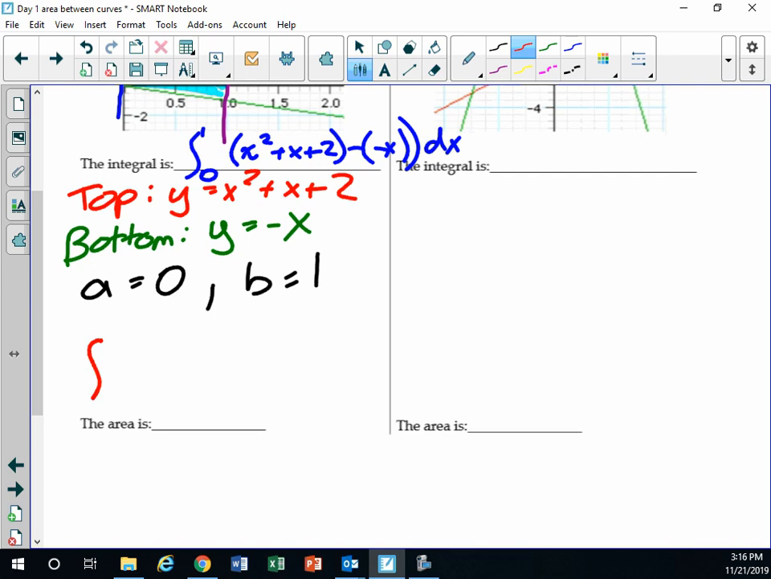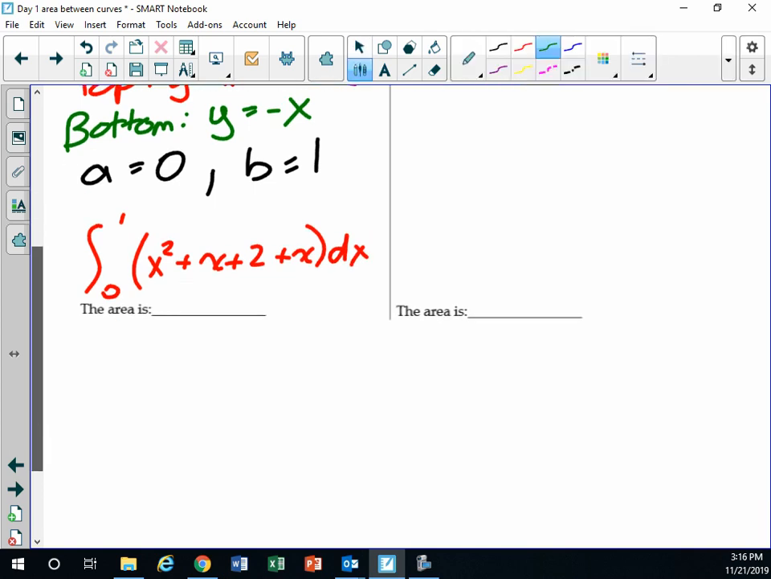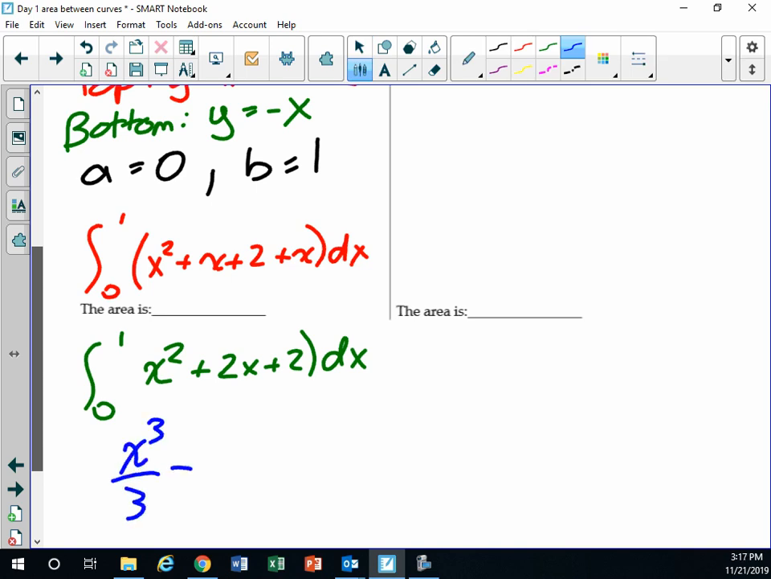So, the integration from 0 to 1 of x squared plus 2x plus 2 dx. So that's going to be x cubed over 3 plus x squared plus 2x evaluated from 0 to 1.